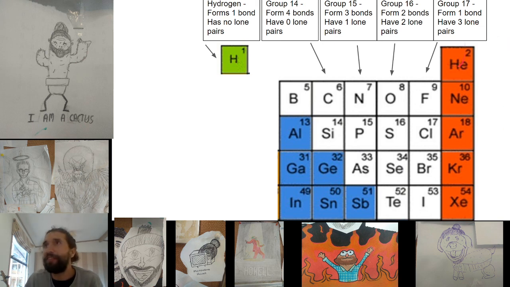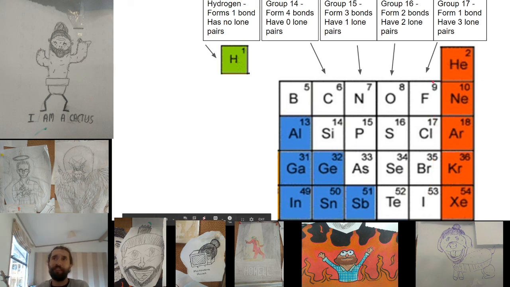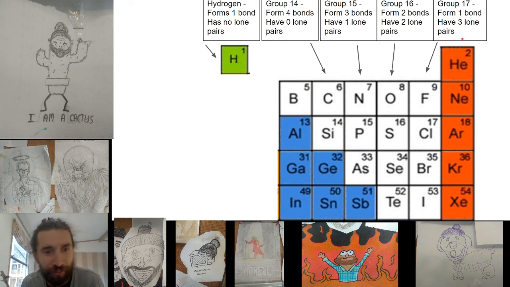Group 17, fluorine, chlorine, bromine and iodine, they all have 7 electrons in their outer shell. They only need 1 more. Because they only need one more electron, they are only going to form one bond. Because they have 7, that means they're going to have 3 lone pairs. That's when there are 2 dots next to each other, or 2 electrons paired together, and 1 free electron for bonding. So it forms one bond.